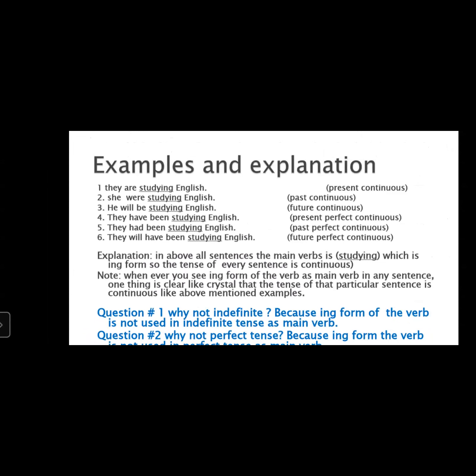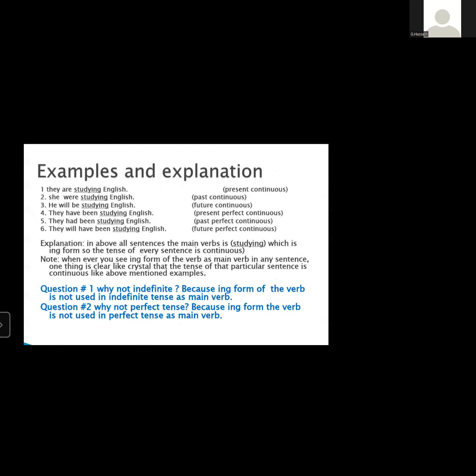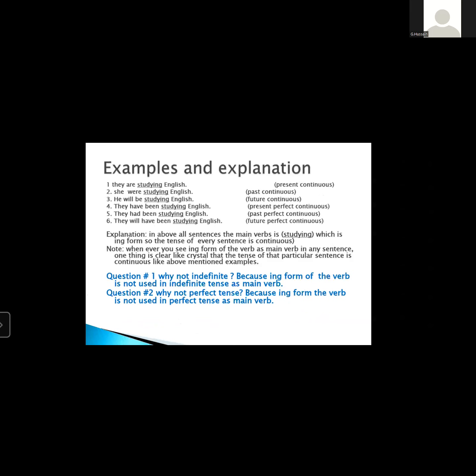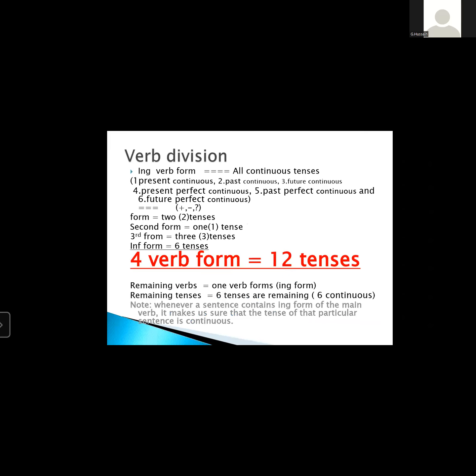Whenever you see the ing form of the main verb as the main verb in any sentence, one thing is clear like crystal, that the tense of that particular sentence is continuous, like the above mentioned examples. So this is the main division. 12 tenses, 4 forms. 6 tenses are covered by verb ing. Which 6 tenses?